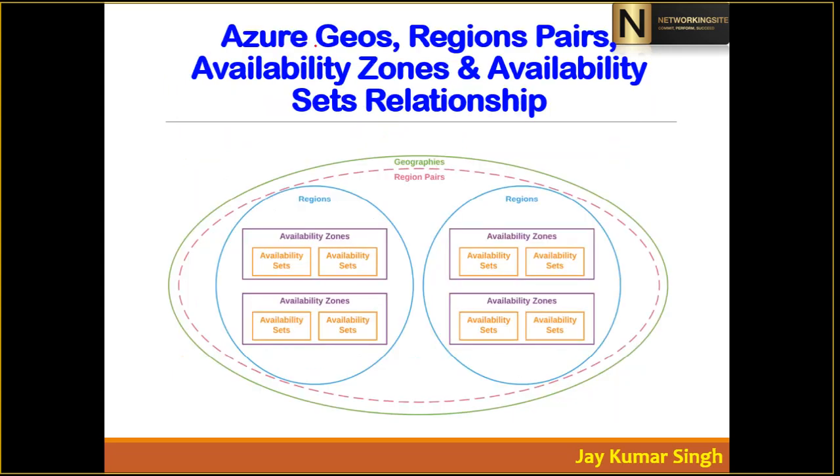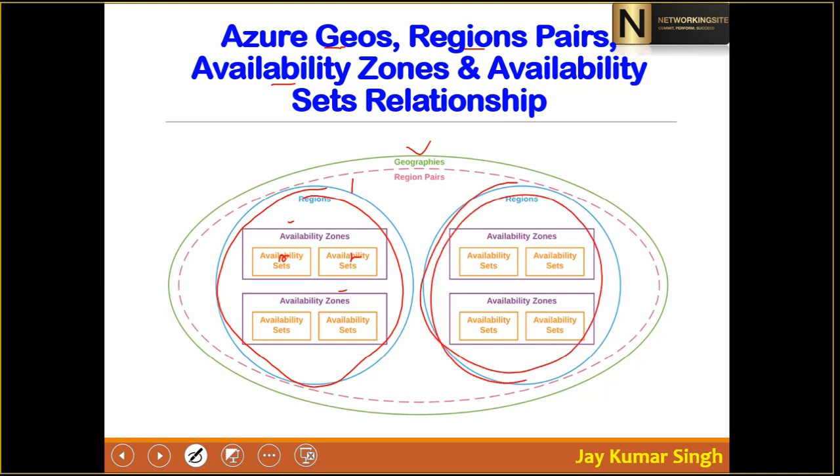Now here are Azure geo-redundancy, regional pair, availability zone, and availability set relationships. See how it works here. First is the geography. Inside a geography you have regions. Inside a region you have availability zones. Inside an availability zone you have availability sets, and the combination of all this is known as a region. Normally you create redundancy between multiple regions and provide availability of your data.